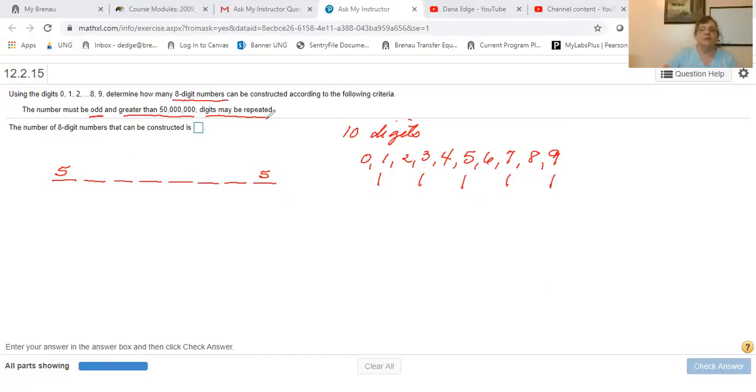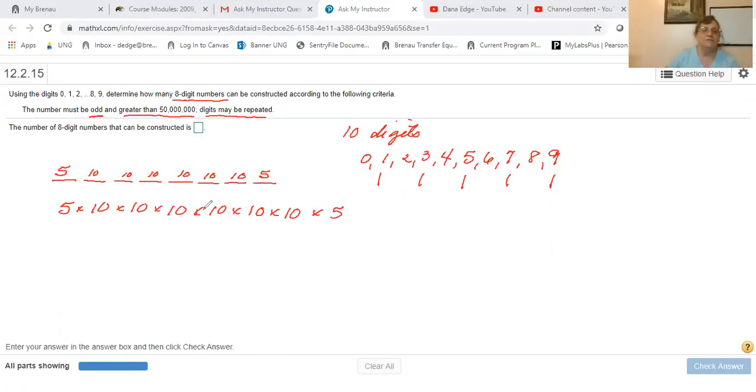Okay, digits may be repeated. So these could all be 0s, all be 1s, all be 2s. So there are actually 10 numbers that could go in each of these spots. I could have 10 there, I could have 10 there. So the number of possible numbers should be 5 times 10 times 10 times 10 times 10 times 10 times 10 times 5. Is that right?